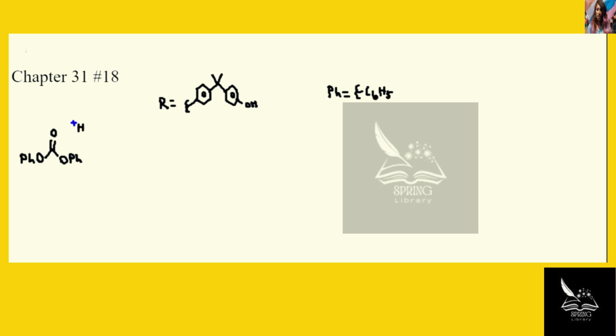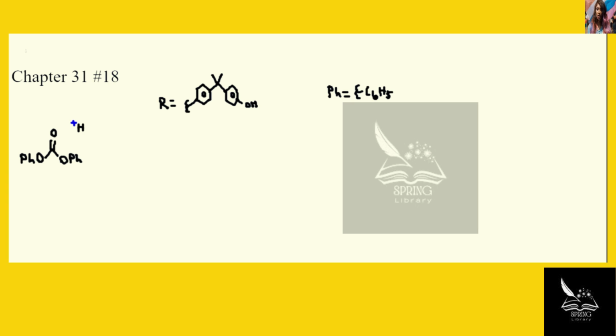This is the answer to Chapter 31, problem number 18 from the Smith Organic Chemistry textbook. This problem is extremely similar to Chapter 31, problem number 16. We're told that Lexan, which is a polymer, can also be prepared by acid-catalyzed reaction of diphenyl carbonate with bisphenol A, and we're asked to draw a stepwise mechanism.